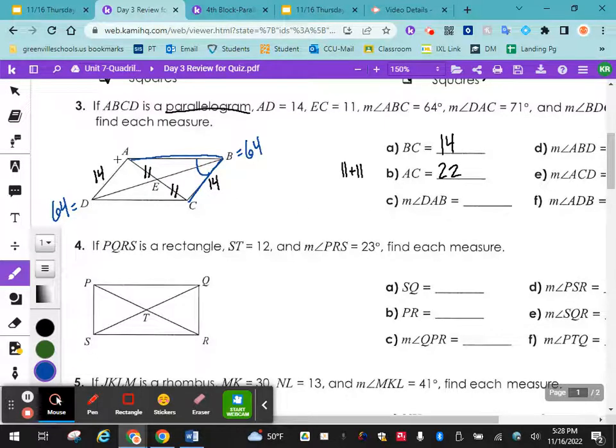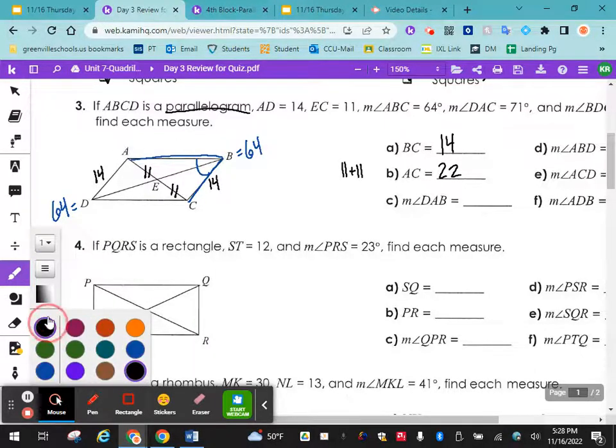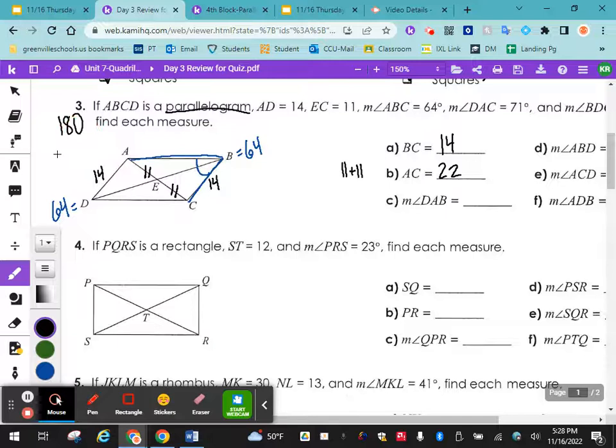DAB is this angle. Well, consecutive angles are supplementary. So 180 minus 64 is 116. So angle A is 116 and angle C is 116.